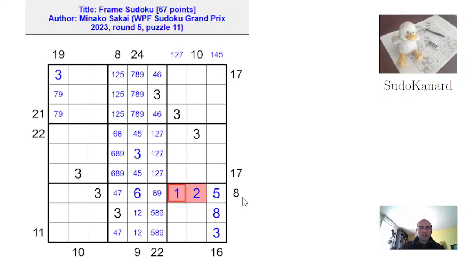What am I doing? What's wrong here? I don't know why this is becoming red. That's a mystery.